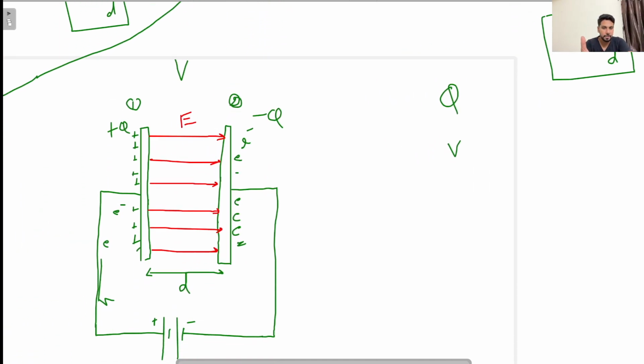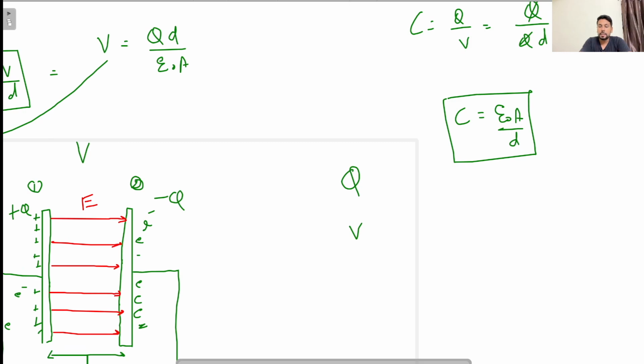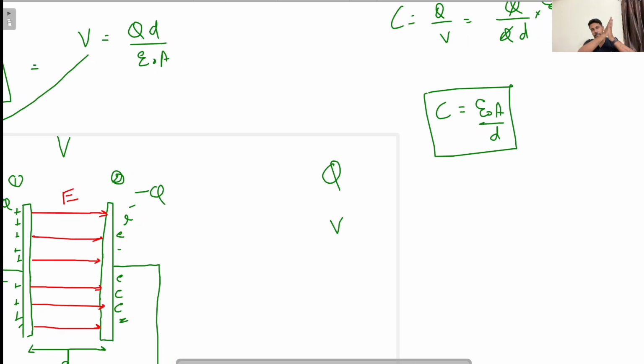So right now you are looking at a parallel plate capacitor here, and I have calculated the value of capacitance for the parallel plate capacitor. The capacitance depends on the area of the plate. See, there is a plate, and that plate will have a surface area, right? It depends on the surface area of the plate and the distance between the two plates.